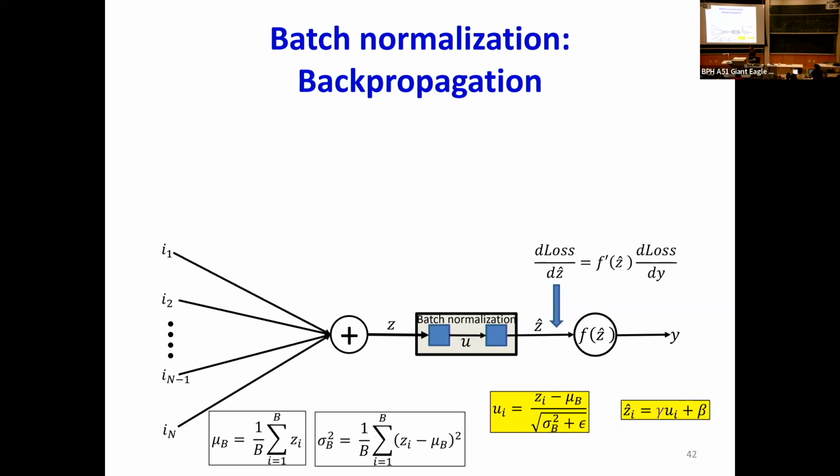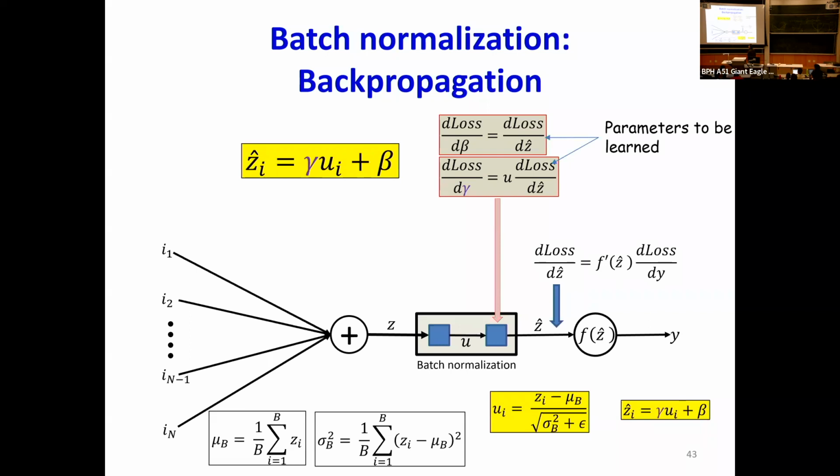That's easy. I have z hat equals gamma u plus beta. Now you guys help me, don't look at the board. So if I have dl over dz hat, then what is dl over du? Anyone? Gamma times dl over dz hat, right? So this is easy.